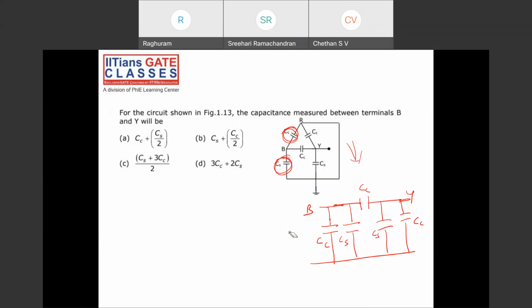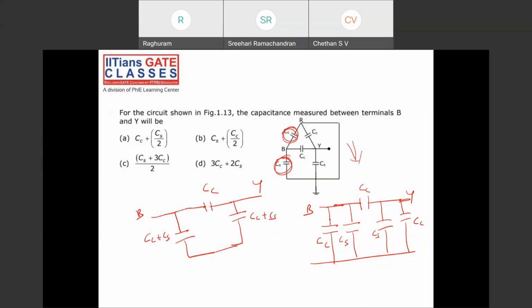Okay, this is how the circuit becomes. This is my CC. This is CC plus CS. This is again CC plus CS. This is P and Y. Now these two are in series.